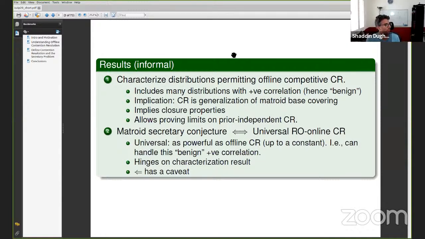So I guess let me just say one more thing. Either way, I think it's actually equivalent to this universal online. So you think the answer is yes, there is a constant competitive algorithm for this Matroid case? I'm 50-50, but either way, you reduce the number of questions. I think it's basically the same question as the following: is online random arrival contention resolution as powerful as offline? I think those two, the Matroid secretary conjecture and that question, are equivalent.